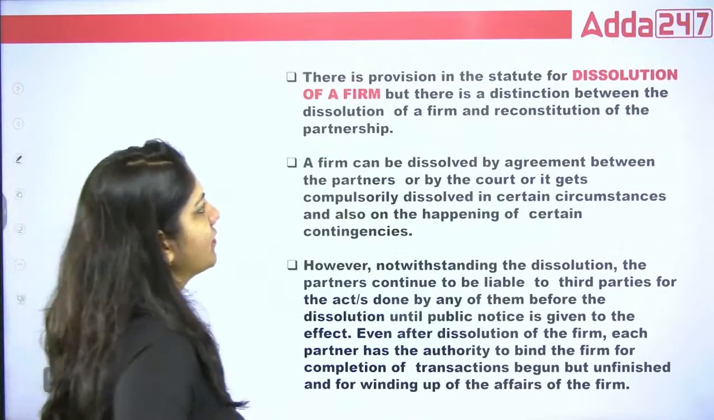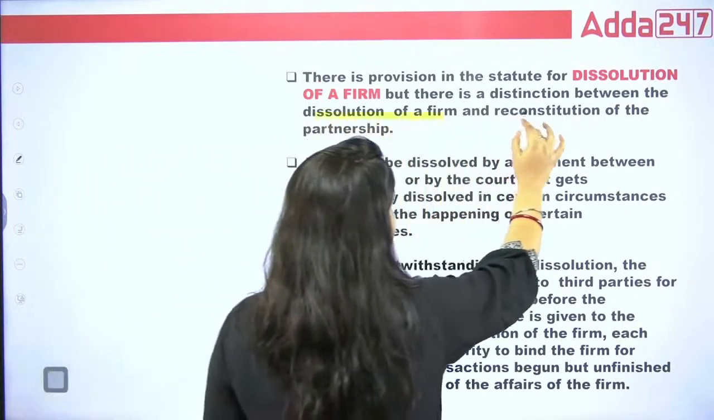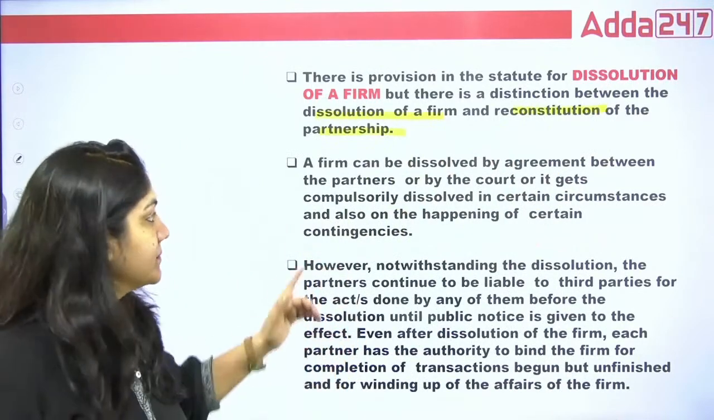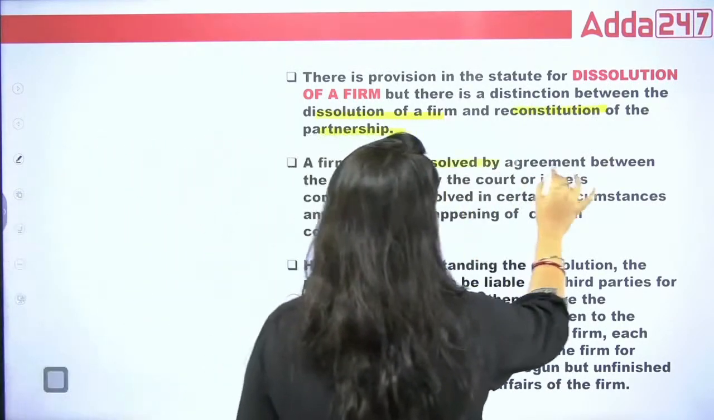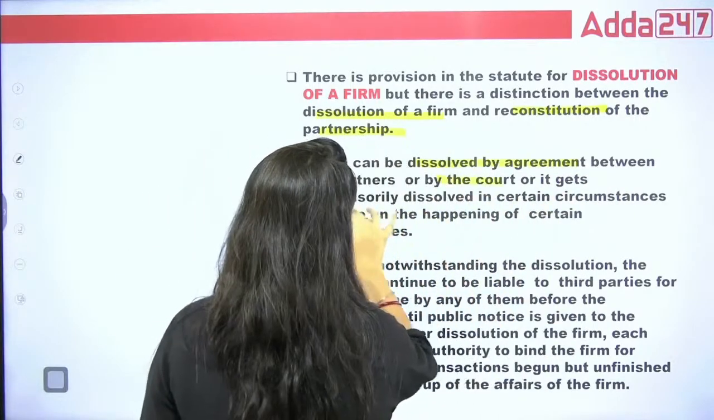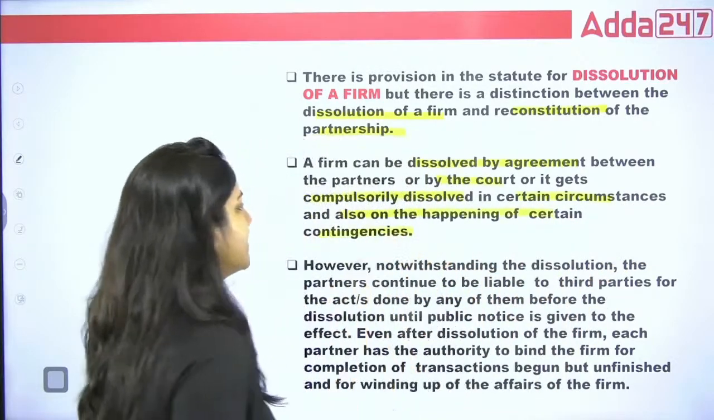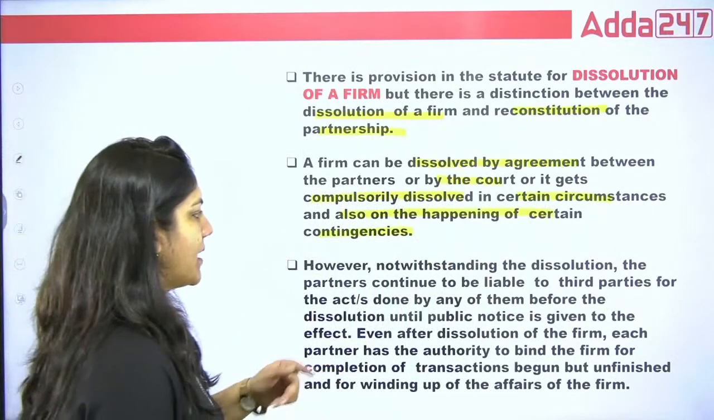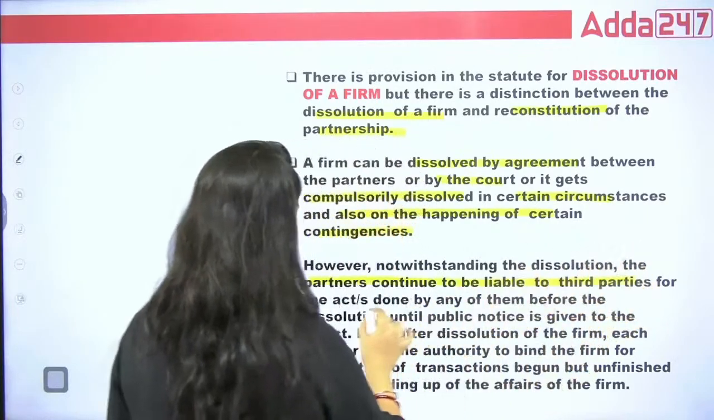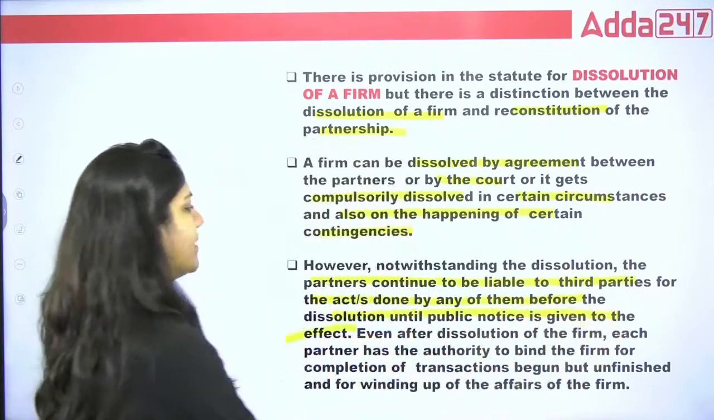There is a provision in the statute for the dissolution of a firm, but there is a distinction between dissolution of a firm and reconstitution of a partnership. What is dissolution? That is the ending of the partnership firm. A firm can be dissolved by agreement between the partners or by the court, or it gets compulsorily dissolved in certain circumstances and also on the happening of certain contingencies. However, notwithstanding the dissolution, the partners continue to be liable to the third party for the acts done by any of them before dissolution until public notice is given. This is important.